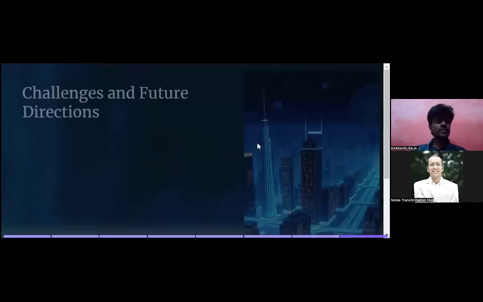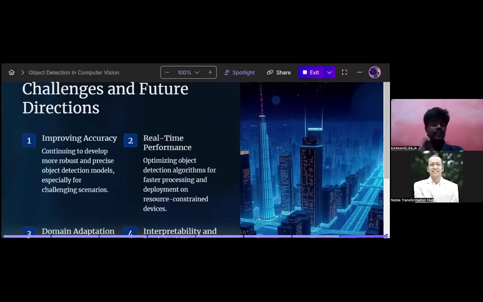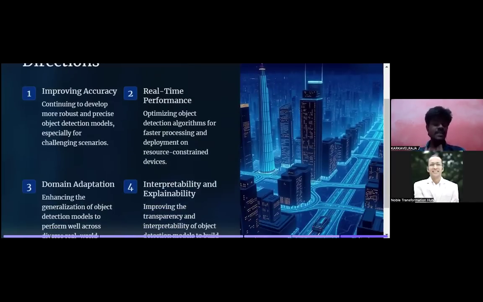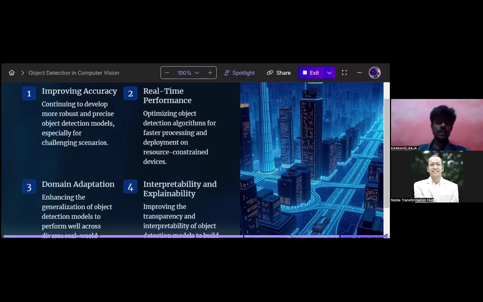I will not say future direction; it is presently happening. Like improving accuracy, we need to continue to develop more robust and precise object detection models, especially for challenging scenarios, guys. It purely depends on the data, and how we project the model and how we are training the model, for improving the accuracy.